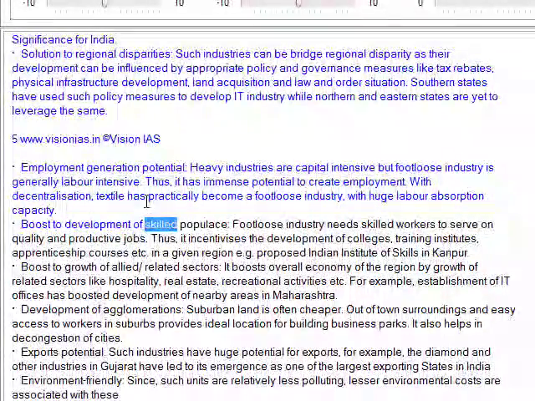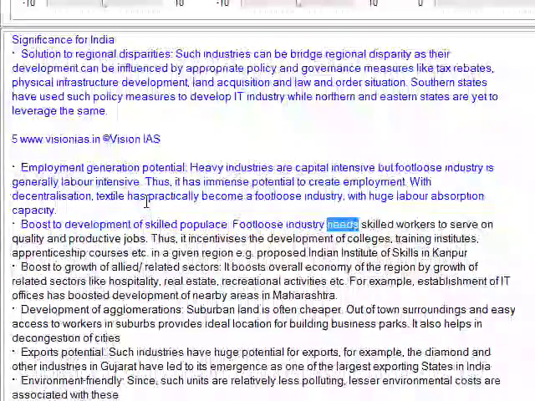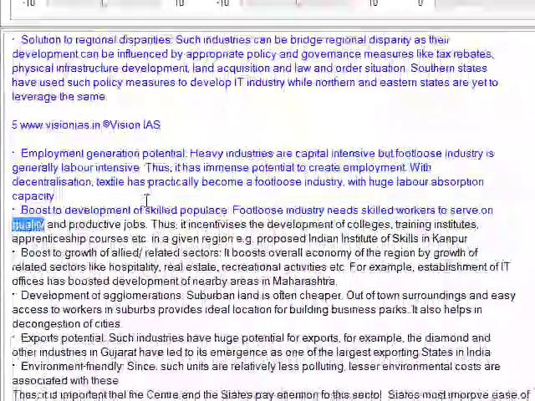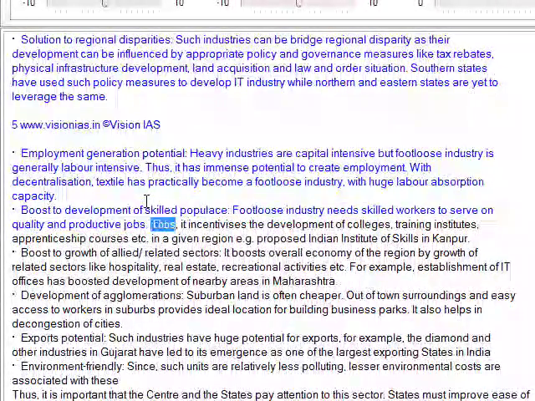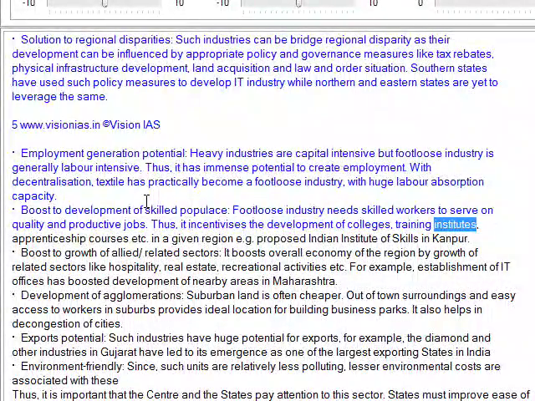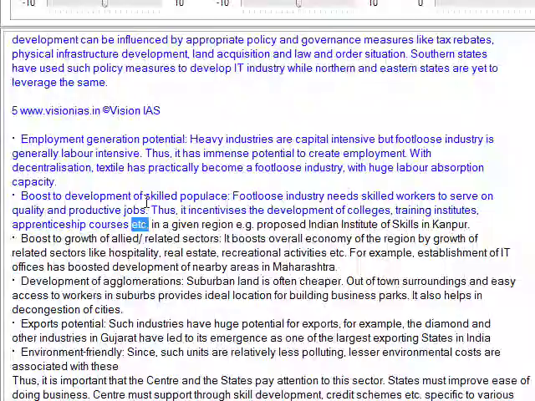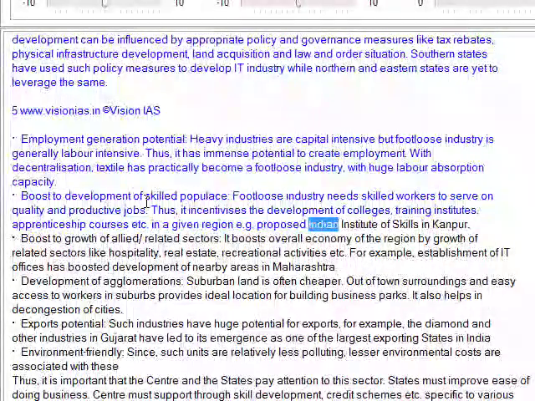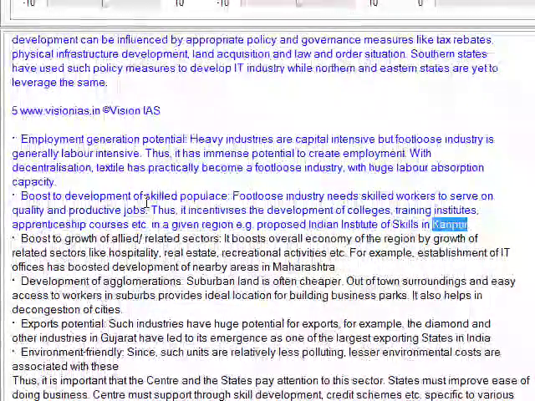Boost to development of skilled populace. Footloose industry needs skilled workers to serve on quality and productive jobs. Thus, it incentivizes the development of colleges, training institutes, apprenticeship courses, etc. in a given region, e.g. proposed Indian Institute of Skills in Kanpur.